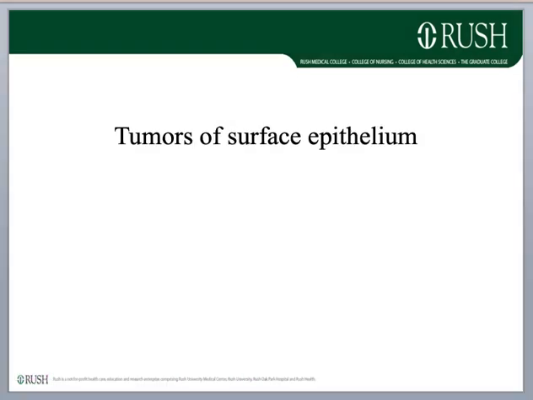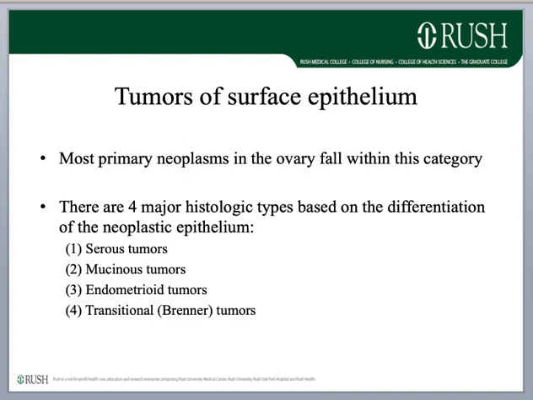The rest of this presentation will focus on tumors of surface epithelium. Most primary neoplasms of the ovary fall within this category. There's 4 major histologic types which are based upon the differentiation seen in the neoplastic epithelium: serous tumors, mucinous tumors, endometrioid tumors, and finally transitional or Brenner tumors.